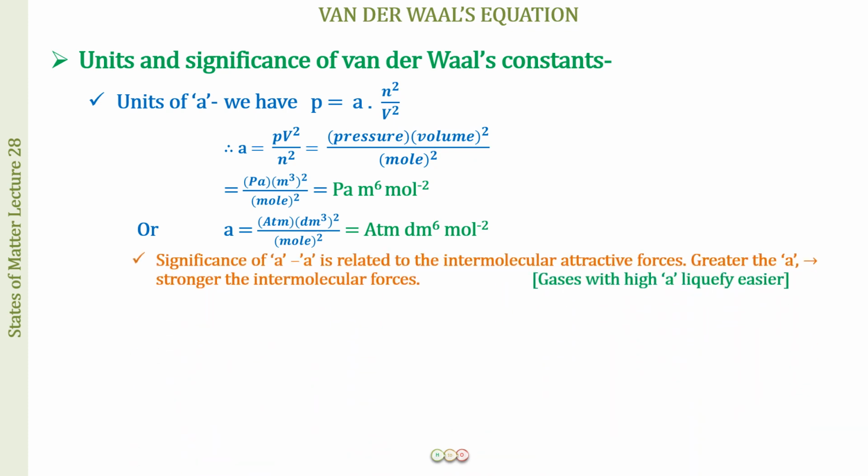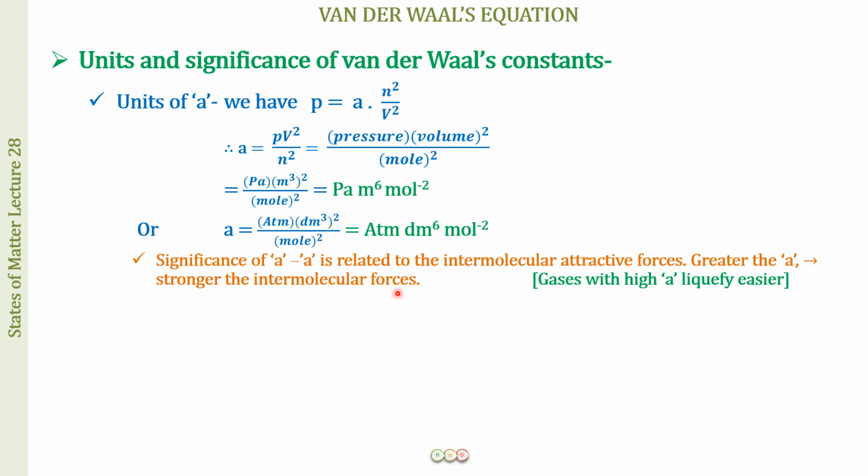Next we come to the significance of A. We now know that A is related to the intermolecular attractive forces. If the intermolecular forces are strong, the value of A is going to be more, or if the value of A is more, this tells us that the intermolecular forces of attraction are going to be more. When these are more, the gas molecules can come closer to one another because of the strong forces, and when they come quite close, a gas can be converted into a liquid.